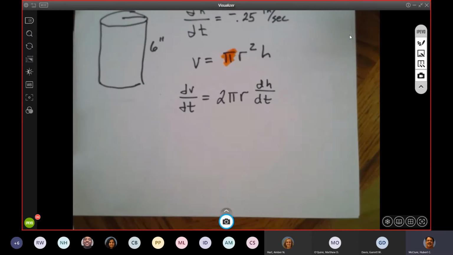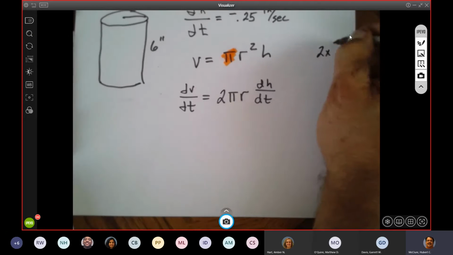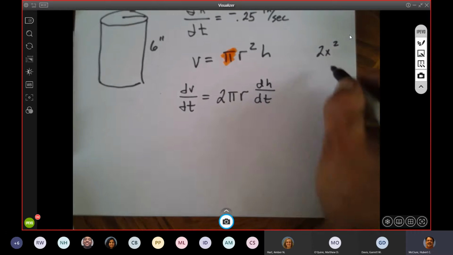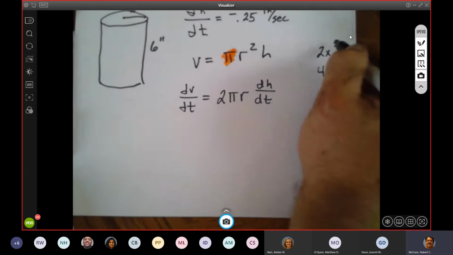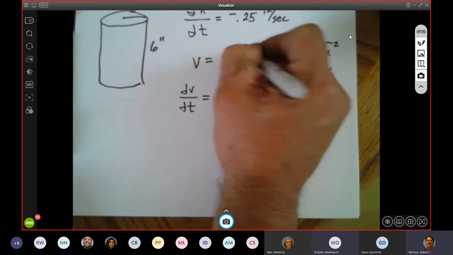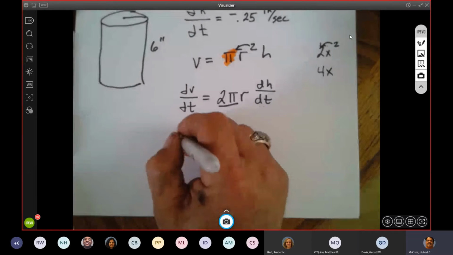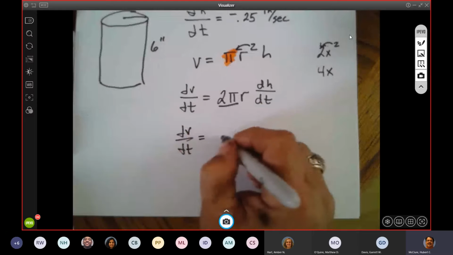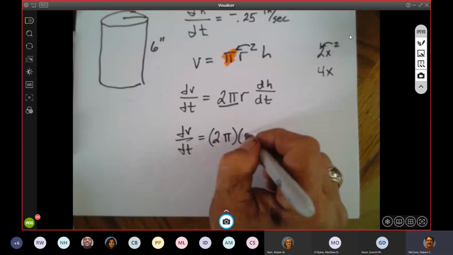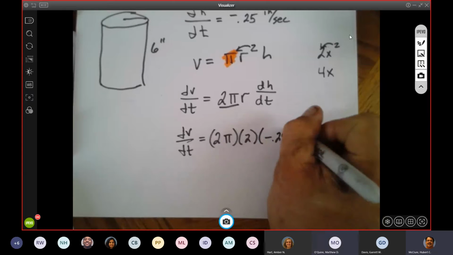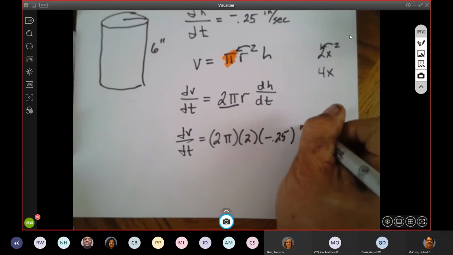Okay, so I'm going to go over here. Tell me what the derivative of 2x squared is. 4x. So the derivative is 2 times 2, and 3.14 is right there, so I don't want y'all to go crazy on me. So dV/dt is equal to 2 times pi times 2 times negative 0.25 inches cubed per second.